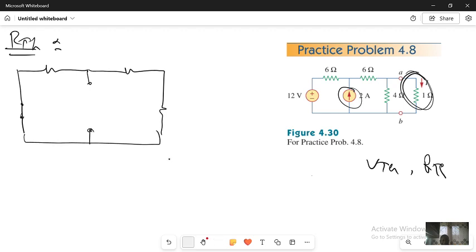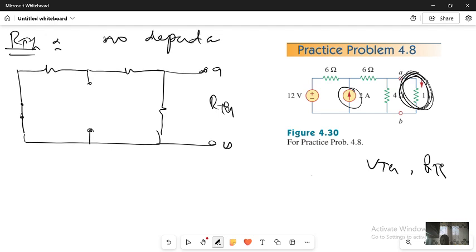This one is open, this one is shorted, and I have A and B. So I'll determine RTH. Always the load will have to be open. We have to keep in mind, in this case, there is no dependent source. When there is a dependent source, we'll discuss it in the next video.